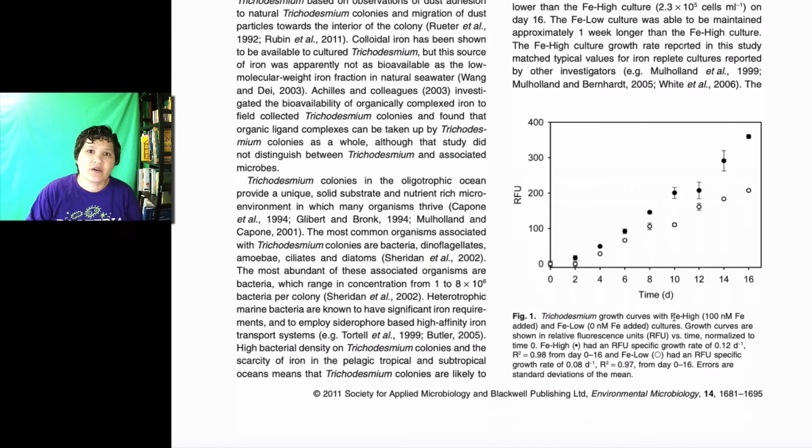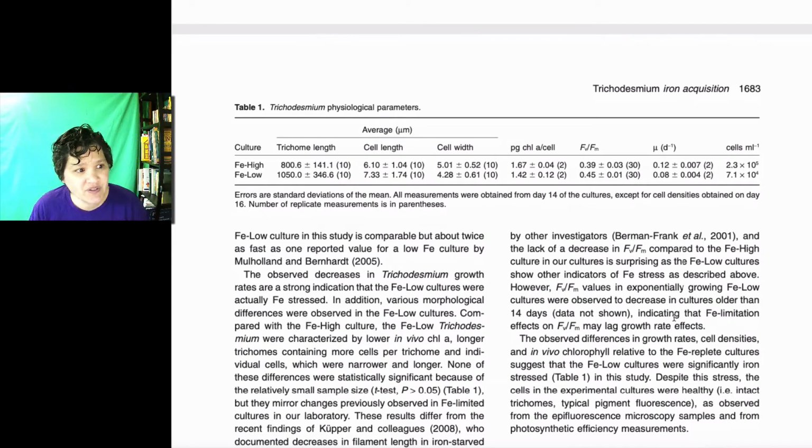So you see here, what they're graphing is a trend with time. How is the culture growing over time? Now, if you look on the next page, you'll see that there's a table of physiological parameters.